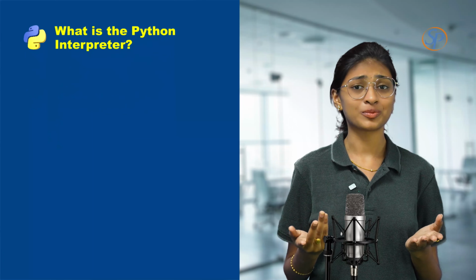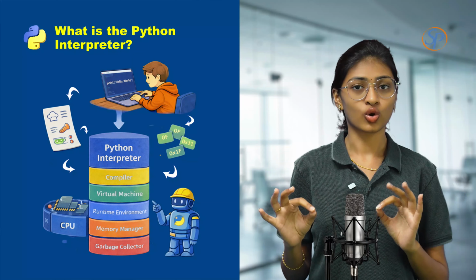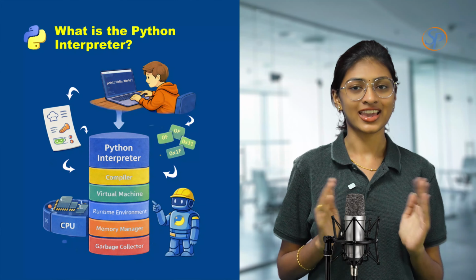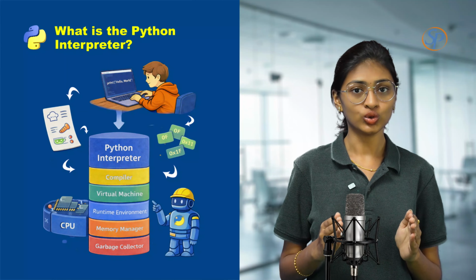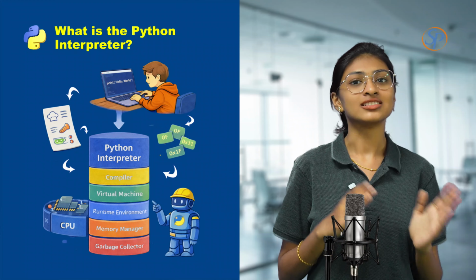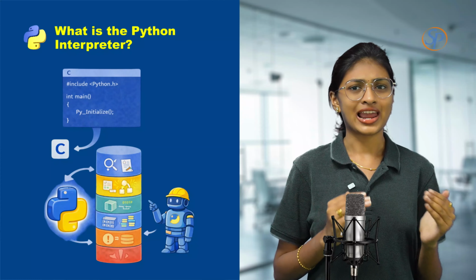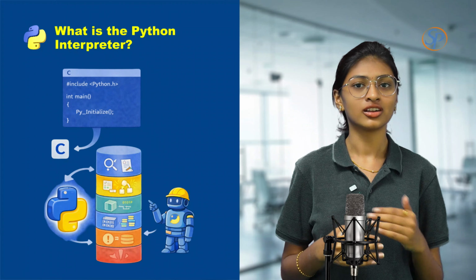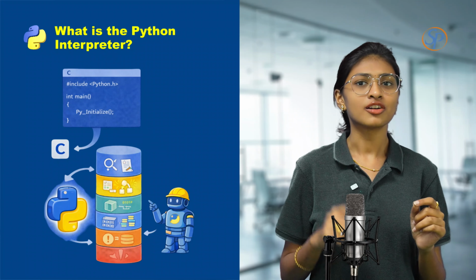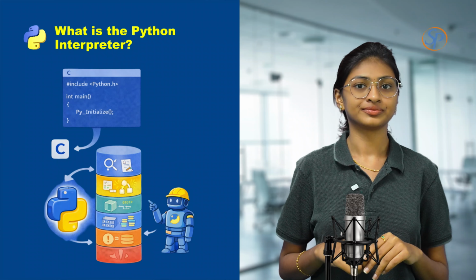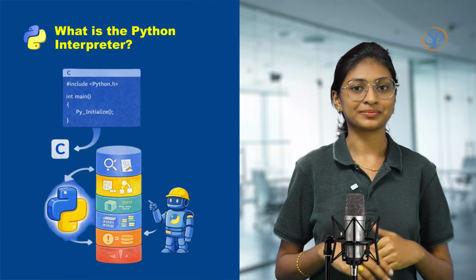What is a Python interpreter? The Python interpreter is a program that reads your code, understands it and executes it. It acts as a translator between you, who writes Python, and the CPU, which speaks machine code. Unlike compiled languages like C, Python doesn't translate directly to machine code. Instead, it follows a flexible two-step model. Compile to bytecode, then interpret through the PVM.